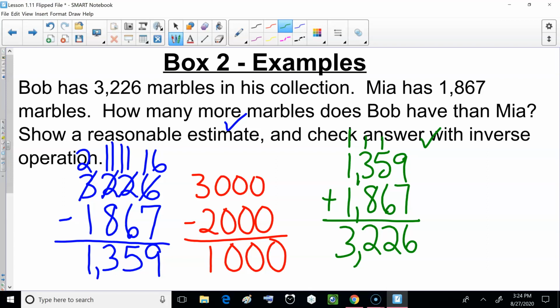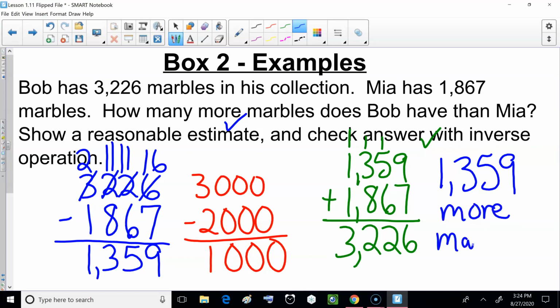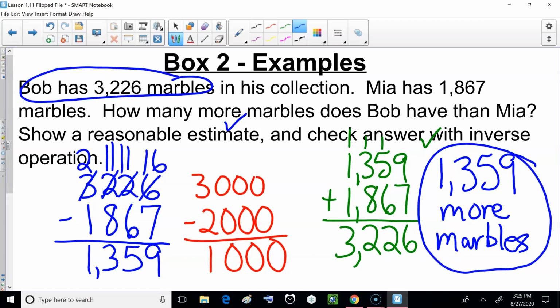I answer the question. It says, how many more marbles does Bob have than Maya? So I need to make sure I have my answer, 1,359. This is a word problem, so it needs a label. And the label would be more, and it'd be important to have the word more, marbles. If I just said this many marbles, that wouldn't be correct because Bob has this many marbles, but he has this many more marbles than Maya. So you're going to pause right now and write down this information to help you out with your problems that you'll be solving here shortly.